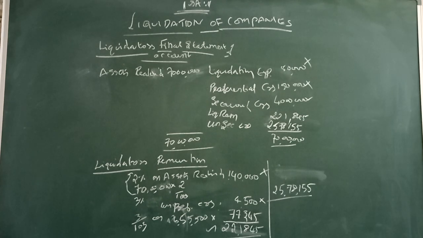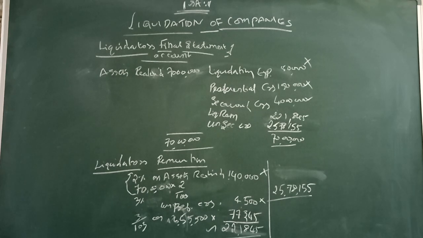So preferential creditors we have to pay, that is paid. Secured creditors we should pay, that is also paid. Up to this we have sufficient amount. Then remuneration, a separate working note is at the bottom of that answer. 2% on the assets realized, 70 lakhs, on that 2% is 1 lakh 40,000. Then preferential creditors, 1 lakh 50,000, on that 3%, that comes to 4,500.